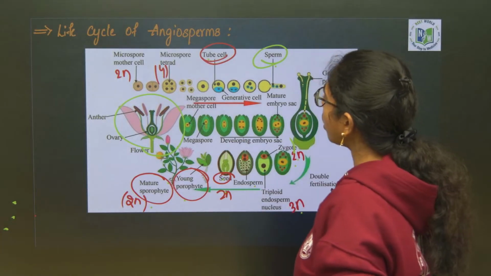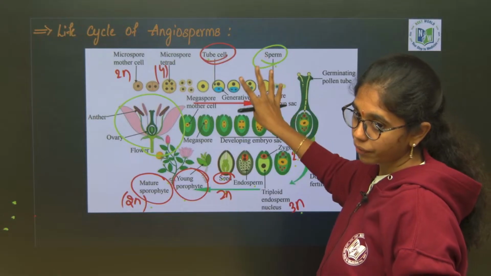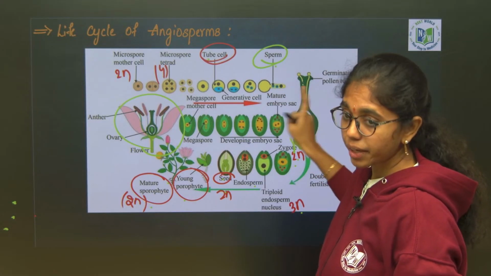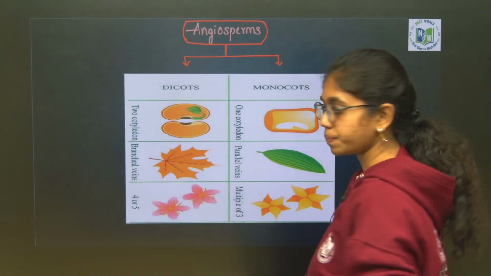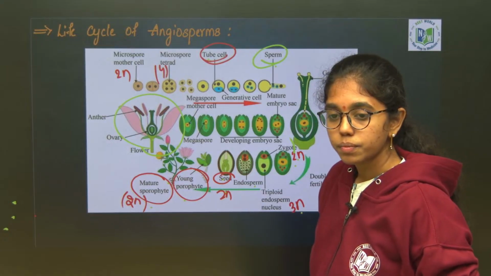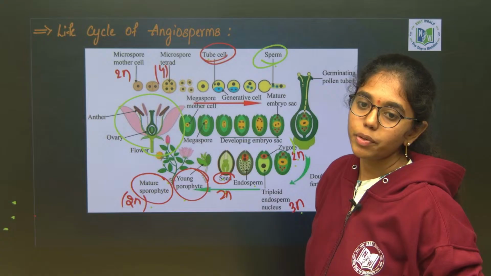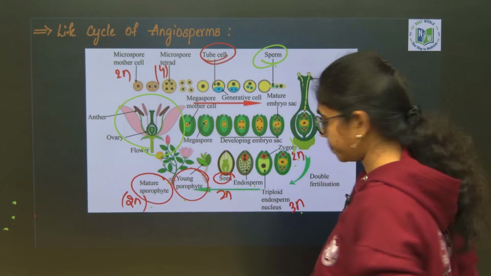So, all stages are diploid except the male gametophyte and female gametophyte. So, the complete life cycle is what? Diplontic life cycle. Clear with the life cycle of angiosperms now? The microspore mother cell is a different concept that you will learn under microsporogenesis. We will learn it later.